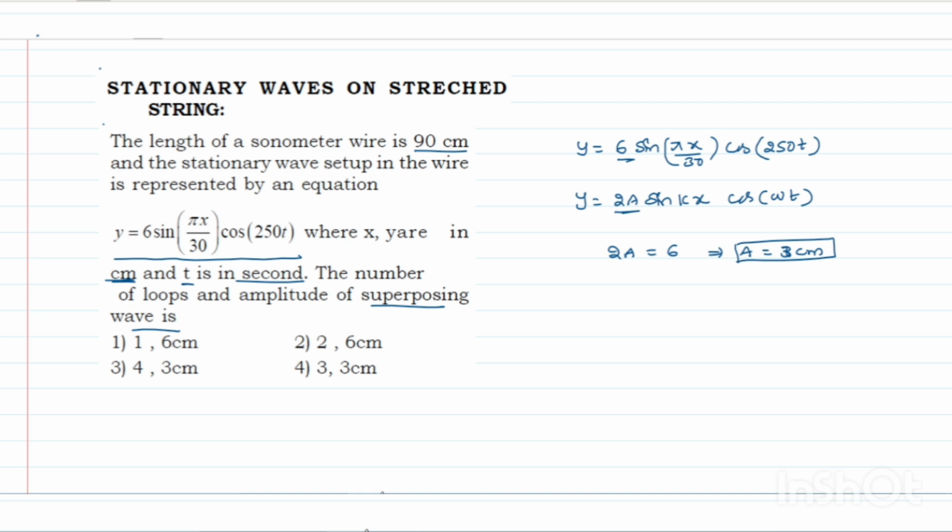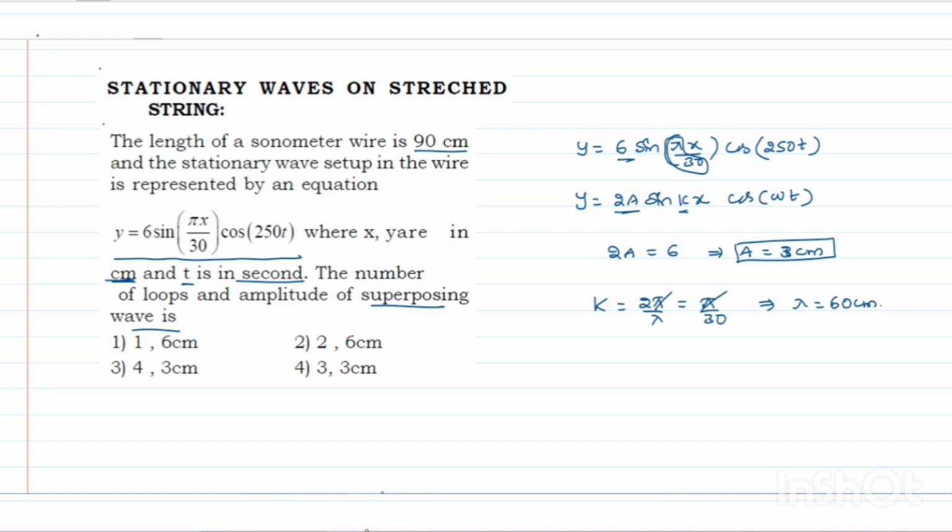Let us see the next one. Here instead of k, it is pi x by 30. Here k is the propagation constant, which is 2 pi by lambda, which is nothing but pi by 30. Here pi gets cancelled, and lambda equals 60 centimeter.